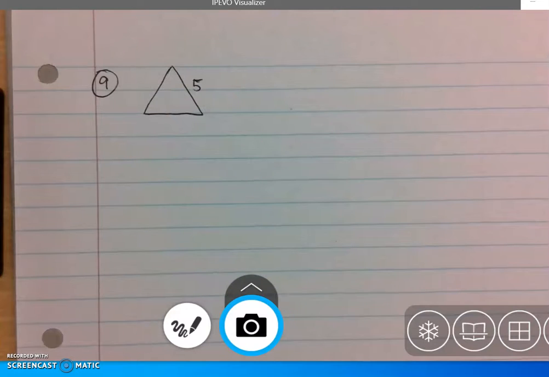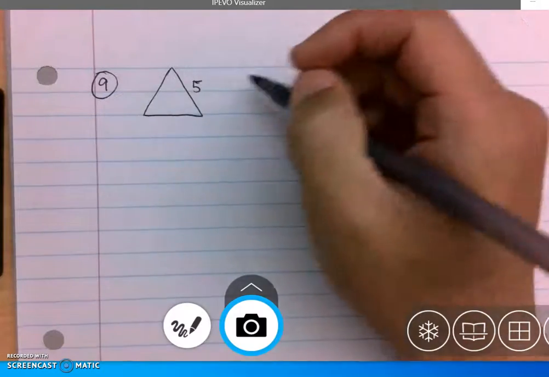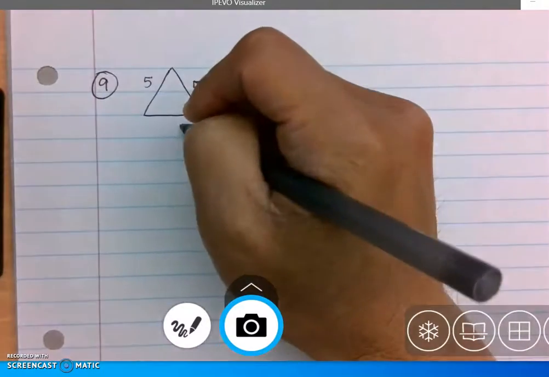Okay, I'm going back to number 9 here. I've skipped this one for some reason. Figure out the area of this regular figure. Now it's a triangle, so we would call this an equilateral triangle. If it's 5, it's 5, 5, 5 all the way around.